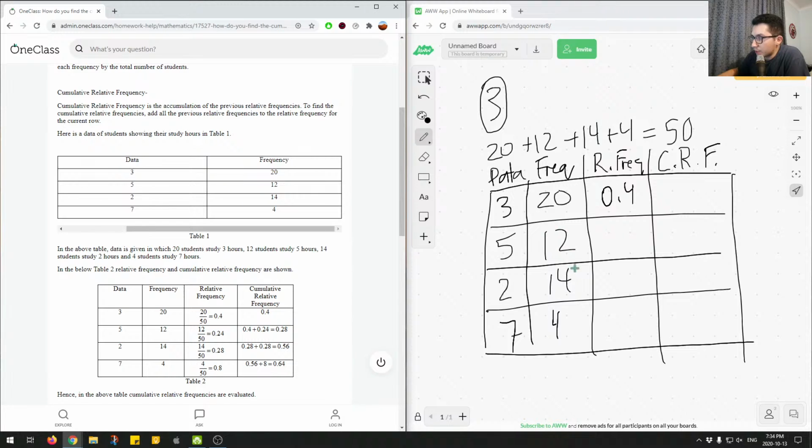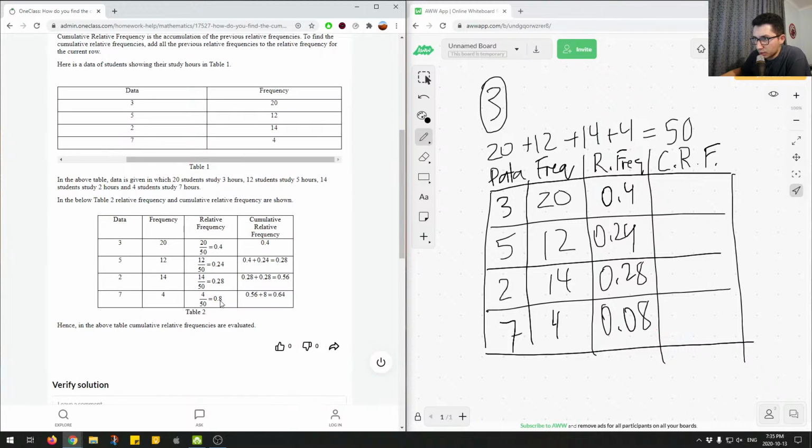And then next we'd have 12 divided by 50, so we'll plug it in just to double check the calculation. We'd get 0.24. And then we have 14 divided by 50. For the third row we get 0.28. And then finally we have 4 divided by 50, and we get 0.08. So actually we can see that the final row here is incorrect. However, when they're doing the calculation, they get the correct final answer, but this should be 0.08.